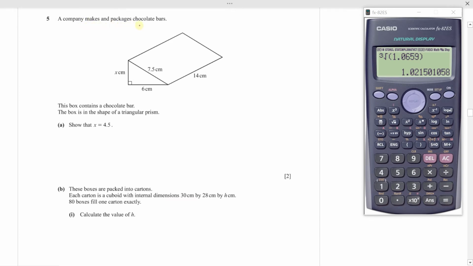A company makes and packages chocolate bars. This box contains a chocolate bar. The box is in the shape of a triangular prism. Show that x equals 4.5. So this is a right angle triangle. I can use the Pythagoras theorem. My hypotenuse is 7.5. So 7.5 squared equals 6 squared plus x squared. So x squared will be 7.5 squared minus 6 squared. This is 20.25, and then I'll take the square root of this to get the value of x, which is 4.5 that you had to show.